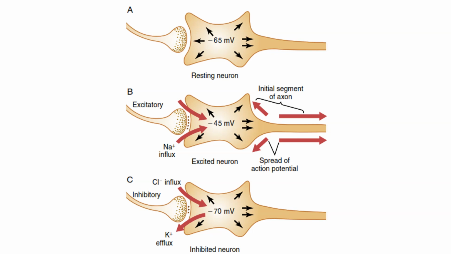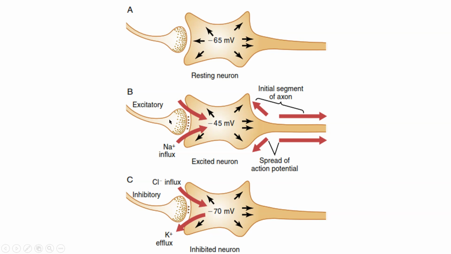Summation is of two types. One is spatial: different places firing together, like one here, another here. If one is causing, how much? From minus 65 to minus 45 means 20 millivolts, right? If your threshold is, suppose, minus 40, they need to reach minus 40. Is this causing an action potential? No, right? They need one additional. So if another neuron here is firing together, they will cause more than 25, and this type of summation is called spatial summation.